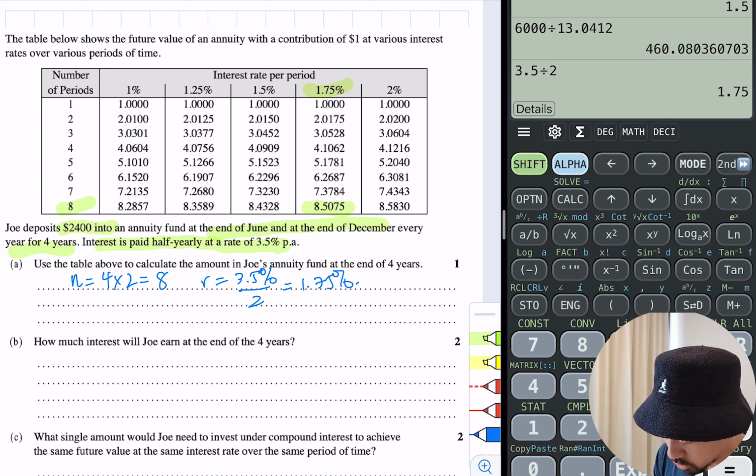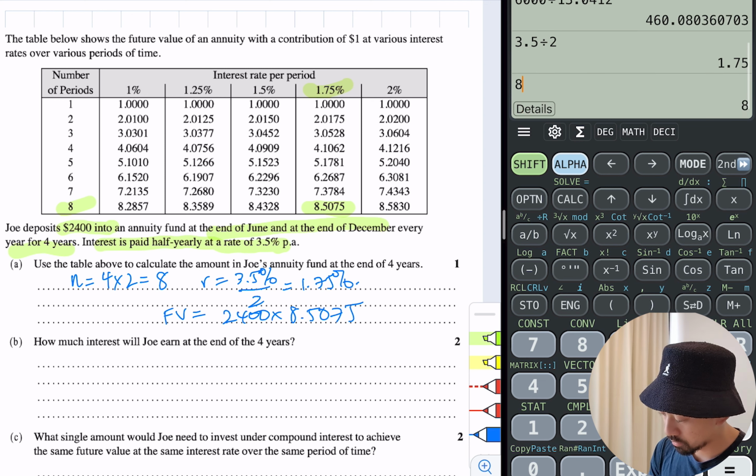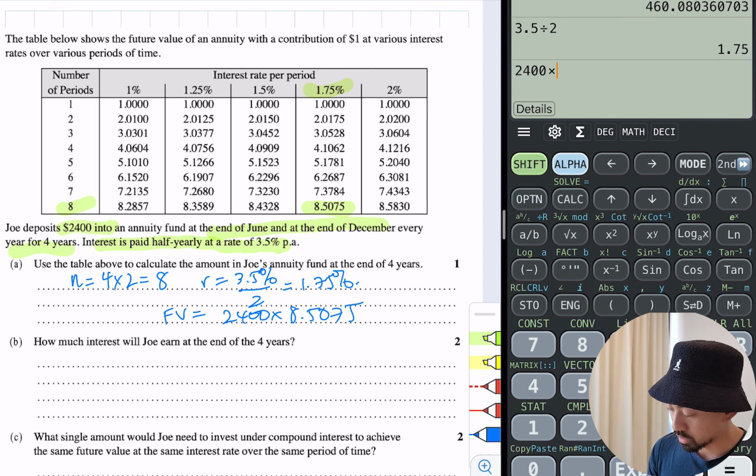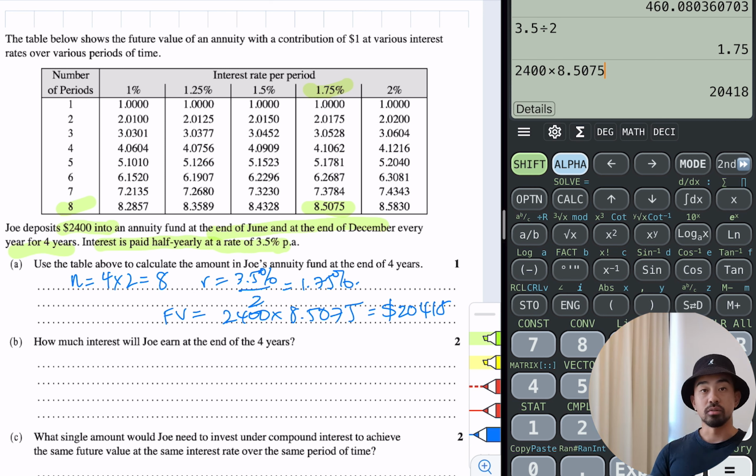Okay, so all I need to do is say future value is 2,400 times that number, times 8.5075. So at the end of 4 years, he should have 20,418.